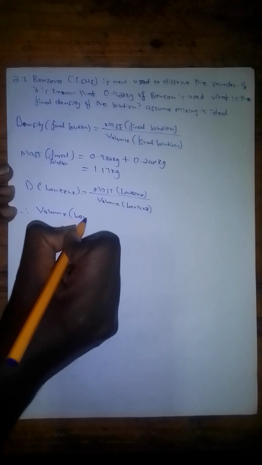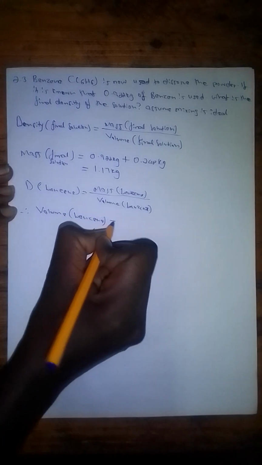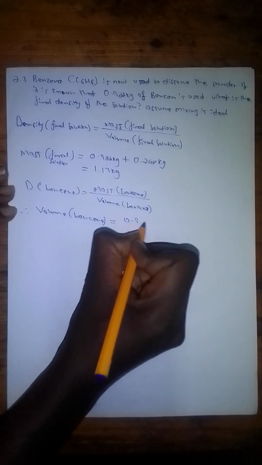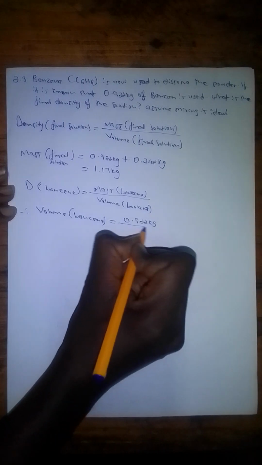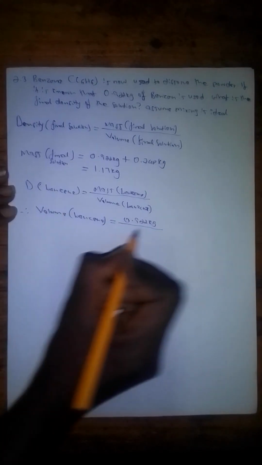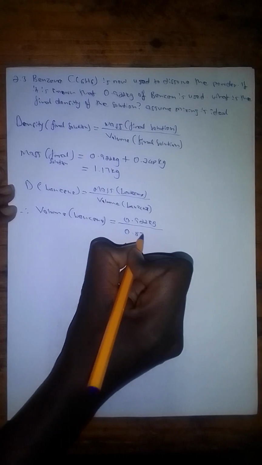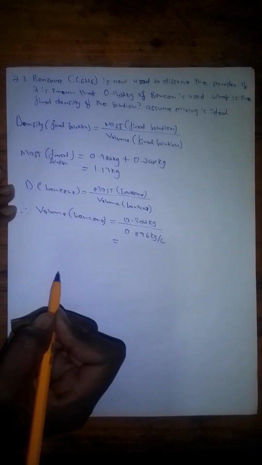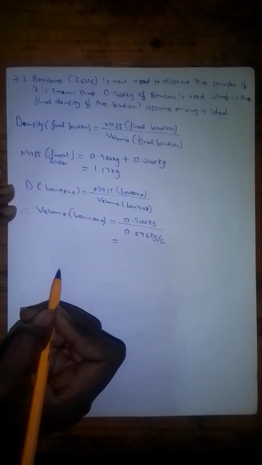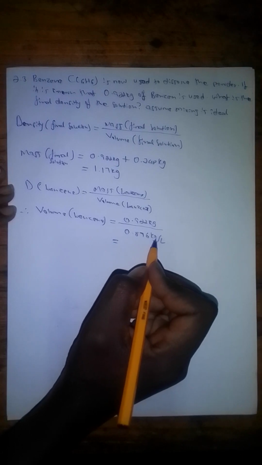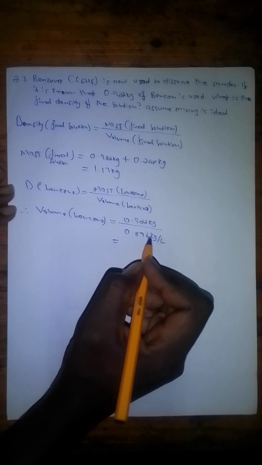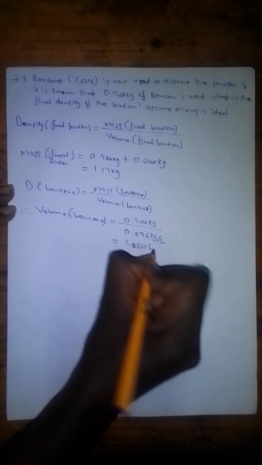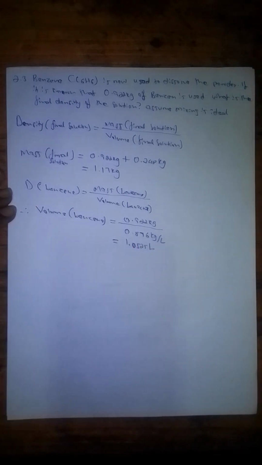So we can just say, therefore, the volume of benzene is equal to the mass of benzene, 0.922 kilograms, all over the density of benzene, which is 0.876 kilograms per liter. And if you use your calculator, that gives you 1.0525 liters. So this is actually the volume of benzene.